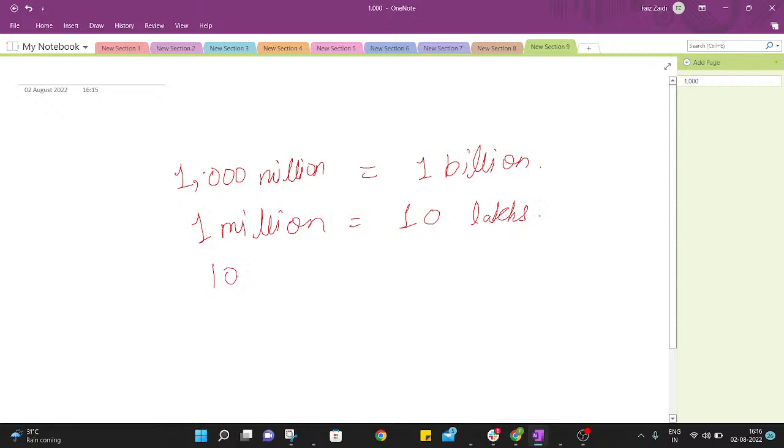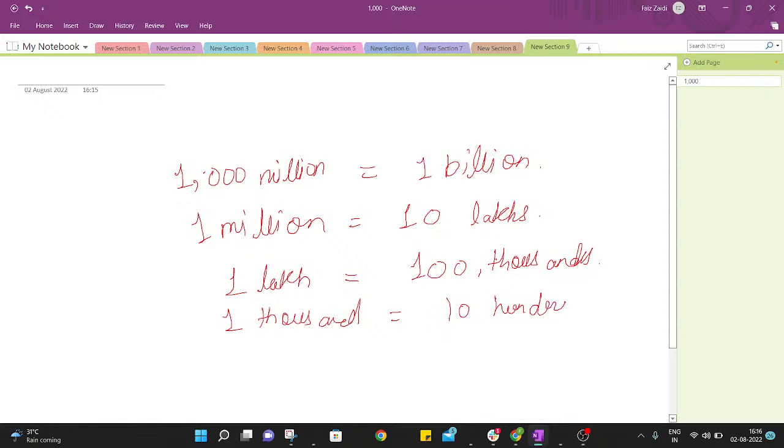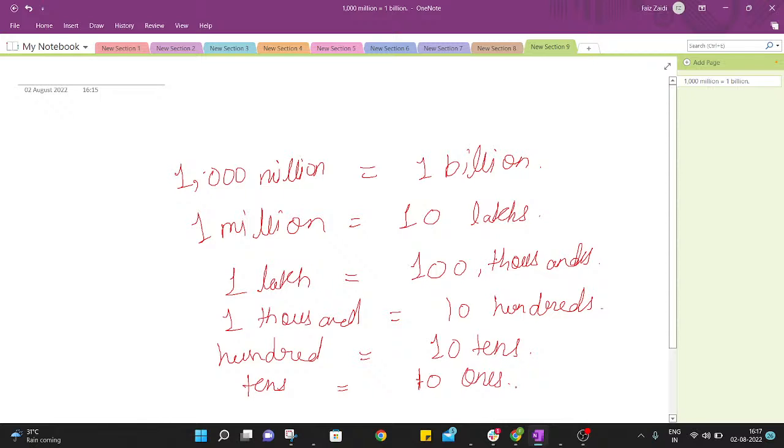Okay, so 1 lakh equals 100 thousands, and 1000 equals 10 hundreds, and we all know that 100 equals 10 tens, and we know that 10 equals 10 ones. So this is the thing that we have to learn about these numbers.